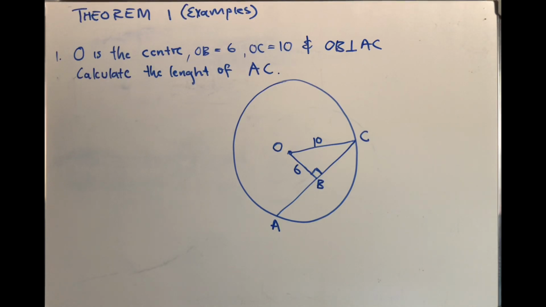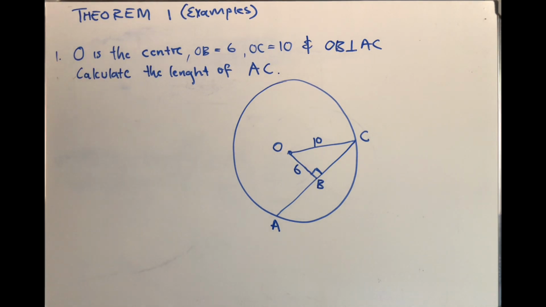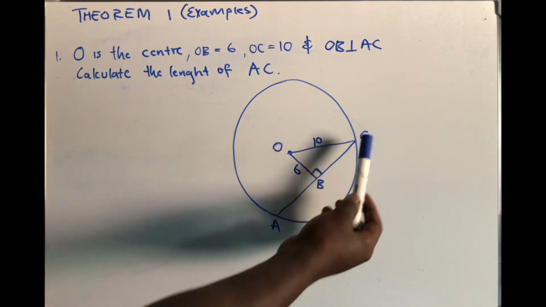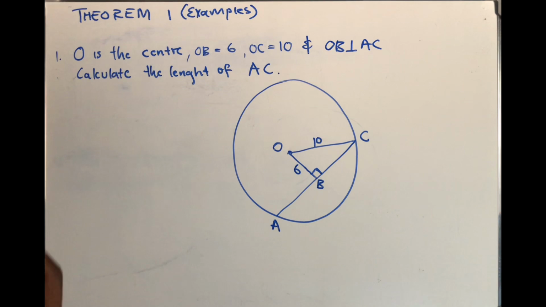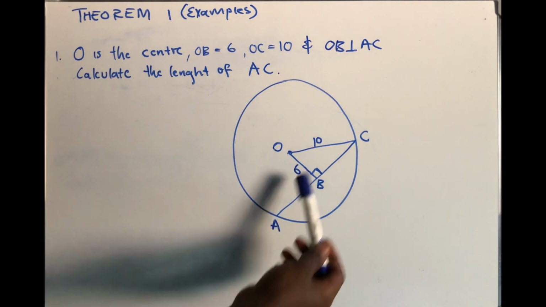These are the examples for Theorem 1. Without any waste of time, let's get into the example that's on the board. We are given that O is the center of the circle drawn here. OB is equal to 6, OC is equal to 10, and OB is perpendicular to AC.